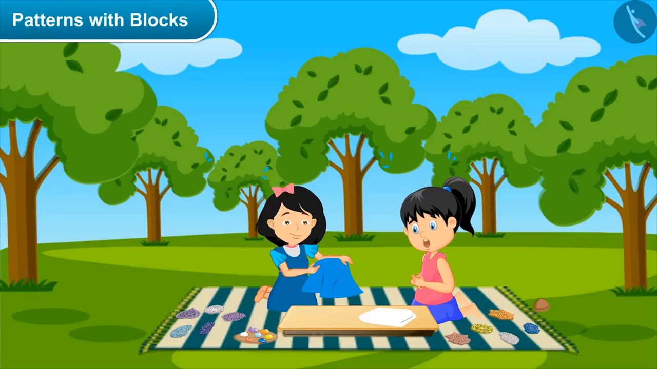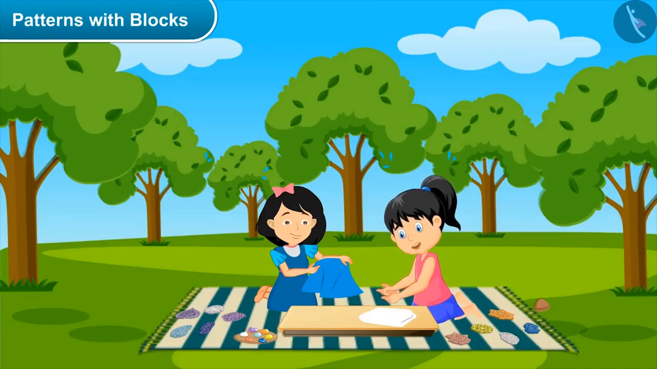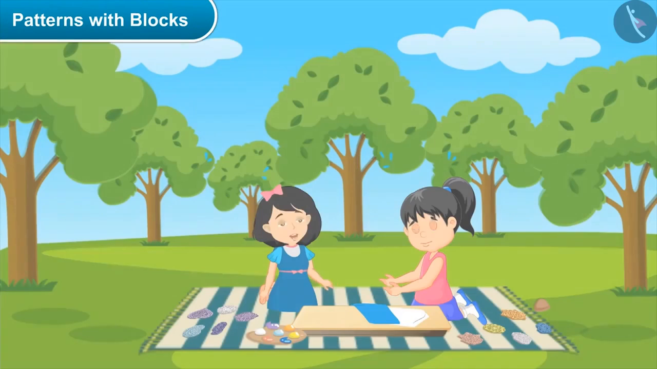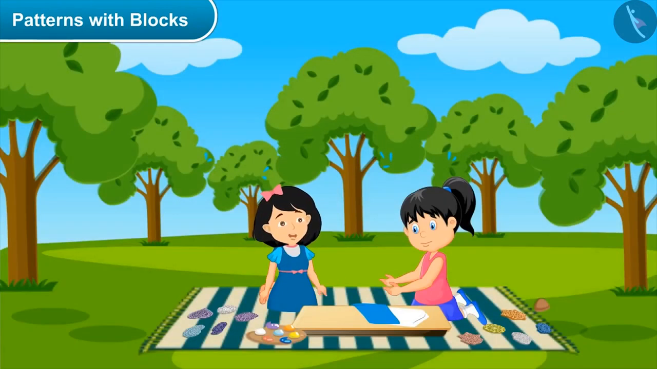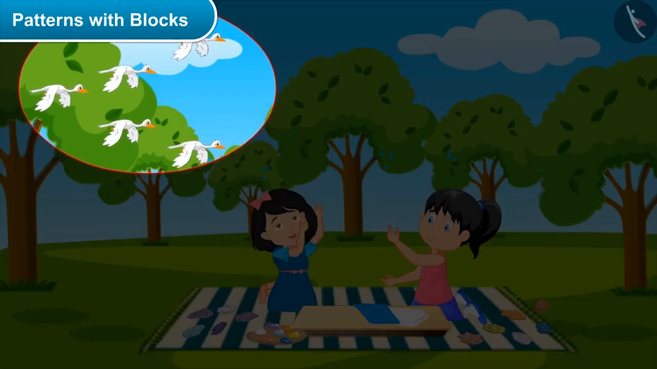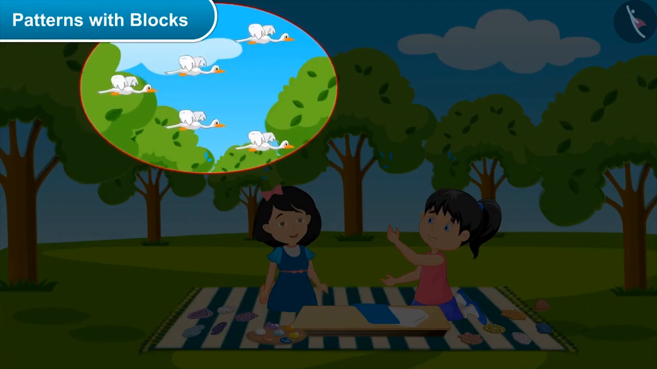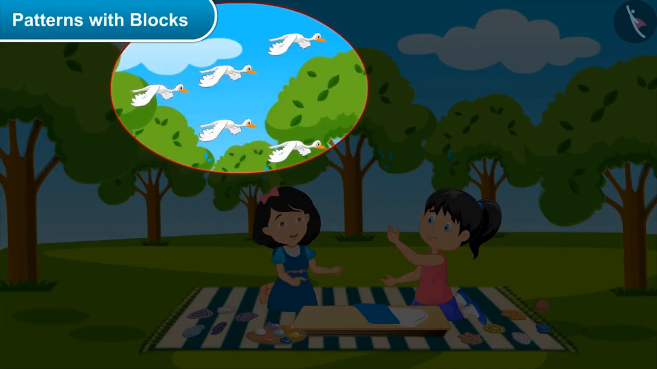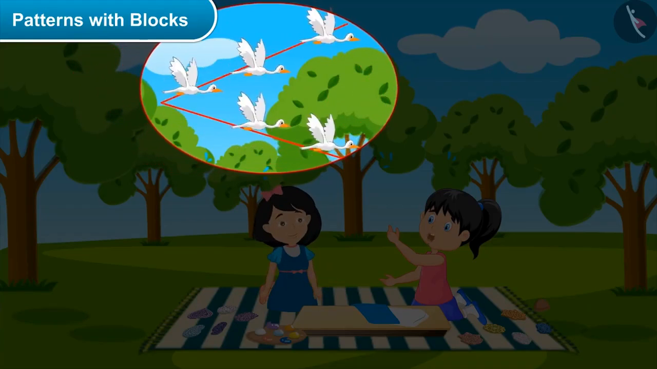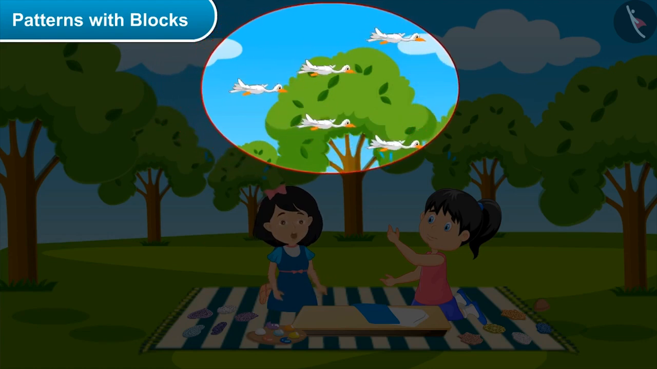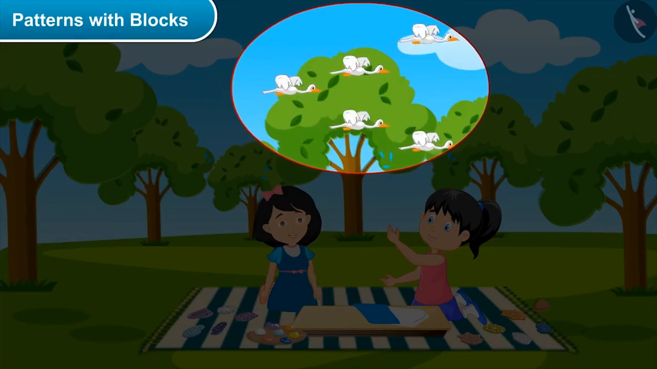But sister, please tell me more about patterns. Do we make pattern by blocks only? No, Mishti, we have a lot of patterns around us. Just look at the birds in the sky. Wow, so beautiful. Yes, could you see something special in it? Yes, they are flying in a V shape. Absolutely right. They are all flying in a V pattern.